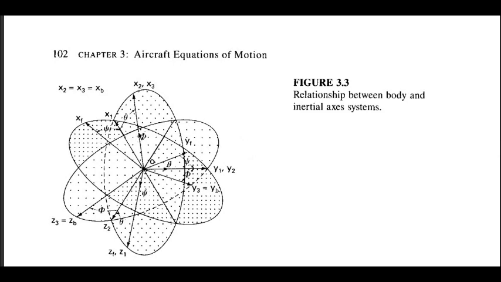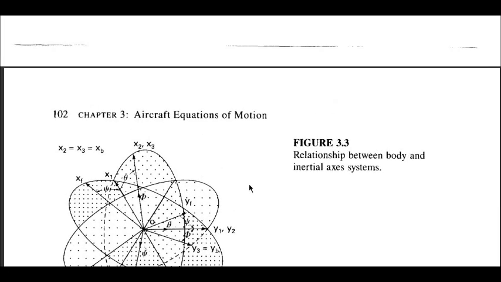The third one is to rotate about this X2, the second frame, by the angle of phi. So the X3 will be maintained, but your Y will change, from this axis to this axis, at the angle of phi, the roll angle, and Z also will change.